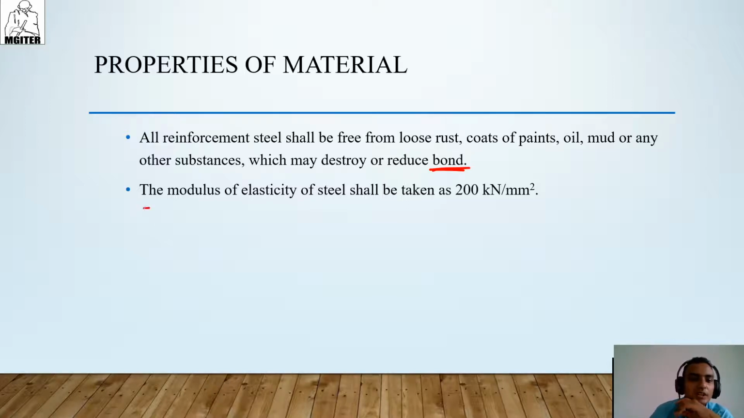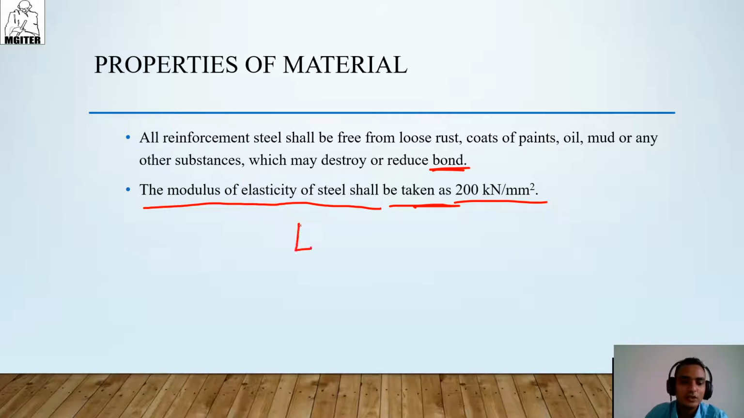Okay. Then after that, modulus of elasticity of steel shall be taken as 200 kilonewton per mm square. Note it down. Modulus of elasticity is denoted by capital E. Okay.